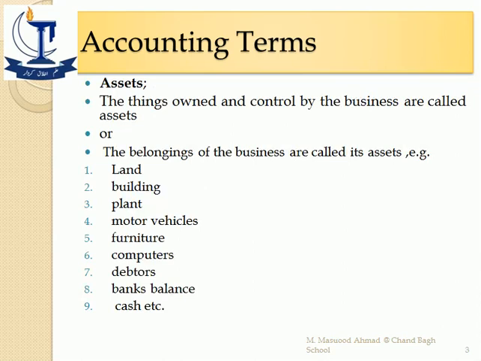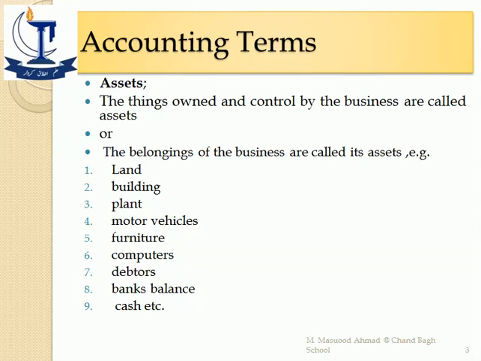The things owned and controlled by the business are called assets. A very short, very crispy definition: all the things which are owned and controlled by the business are called assets of that particular business. Or we can say the belongings of the business are called its assets. For example, land owned by the business is its asset.